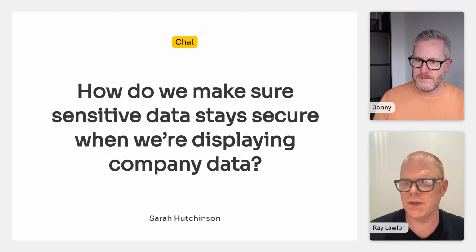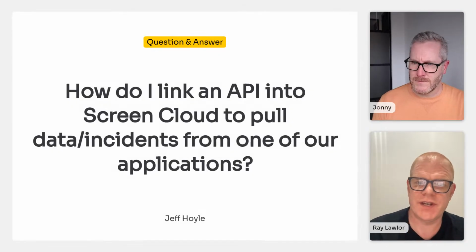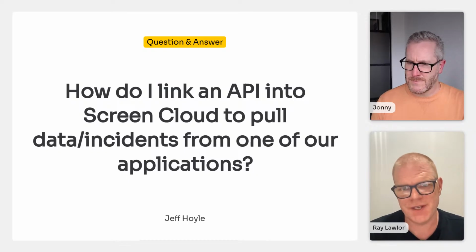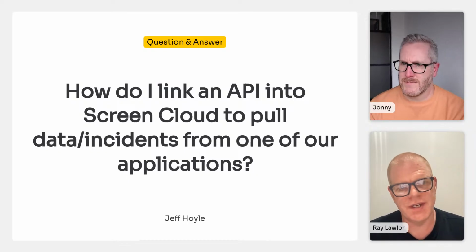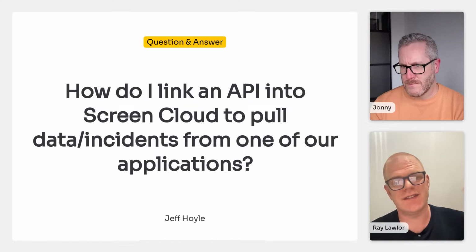Got another one here. How do I link the API to ScreenCloud to pull data incidents from one of our applications? It's a good question. Actually, we didn't get to the Playgrounds demo, unfortunately, because of our sound issues. But part of that would have been a way for you to send data into ScreenCloud.